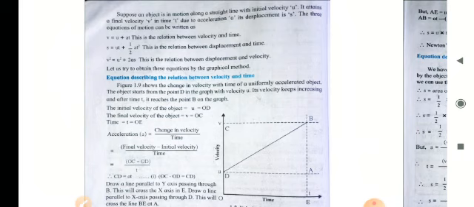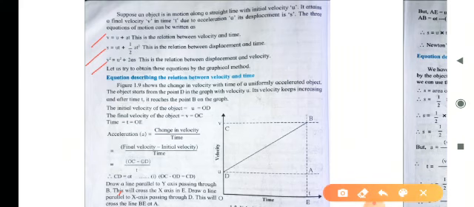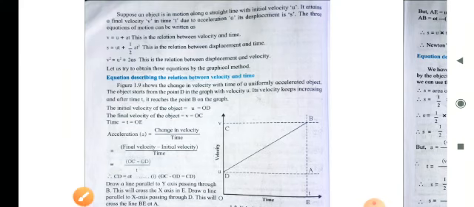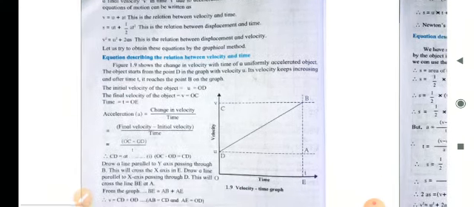Its displacement is s. The three equations of motion can be written as v is equal to u plus at. This is the relation between velocity and time. s is equal to ut plus half at square. This is the relation between displacement and time. v square is equal to u square plus 2as. This is the relation between displacement and velocity. Let us try to obtain these equations by using graphical method.